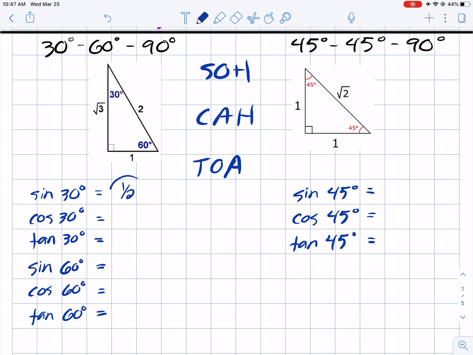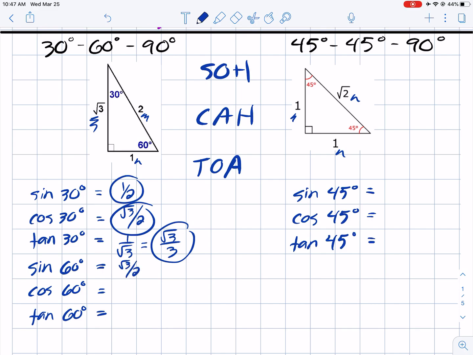Okay, sine of 30, you should have gotten 1/2. Cosine of 30, root 3 over 2. And remember, on the warm-up, if you watch the warm-up, you understand where the 1, 2, and root 3 come from, or the 1, 1, and root 2 come from. Tangent of 30 was 1 over root 3. Don't forget, you can't leave a radical in your denominator, so root 3 over 3. Sine of 60, root 3 over 2. Cosine of 60, 1/2. Tangent of 60, root 3.